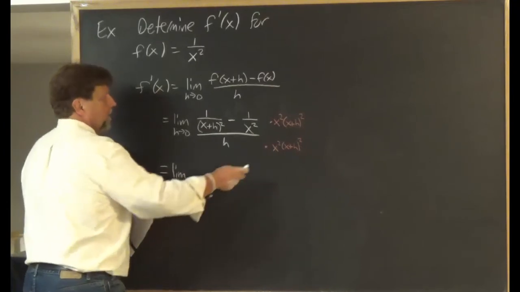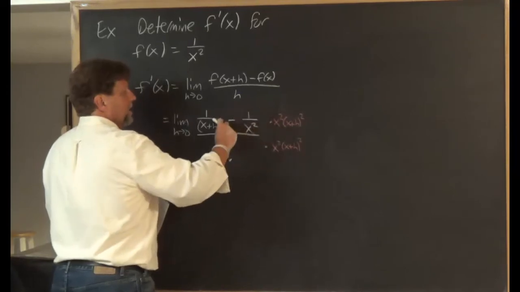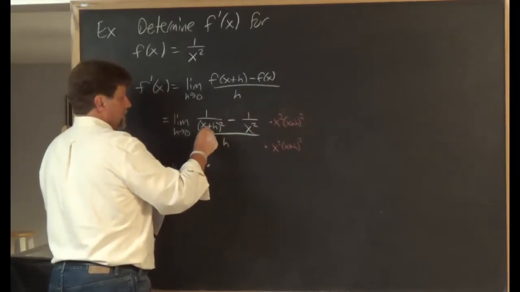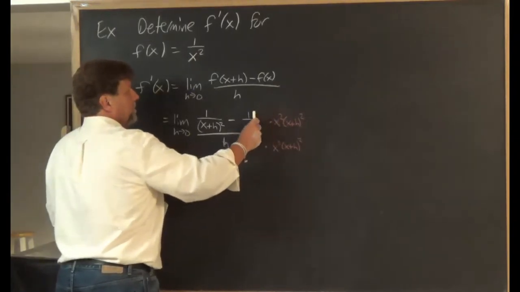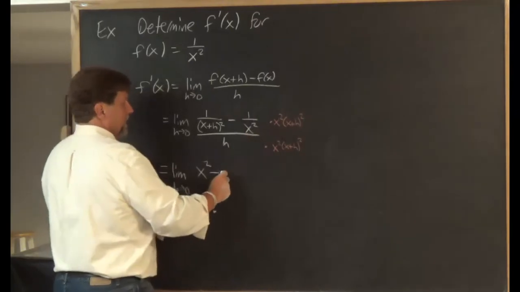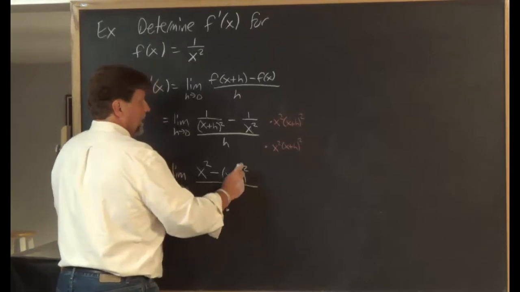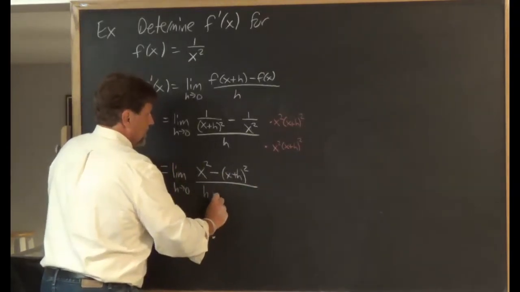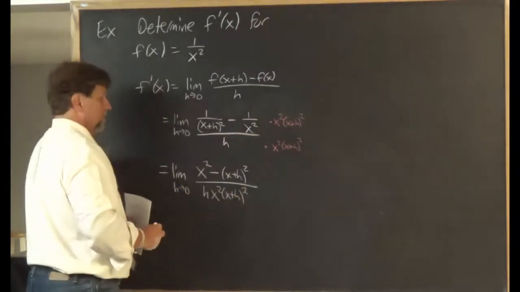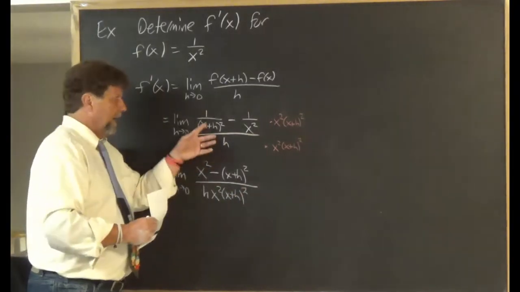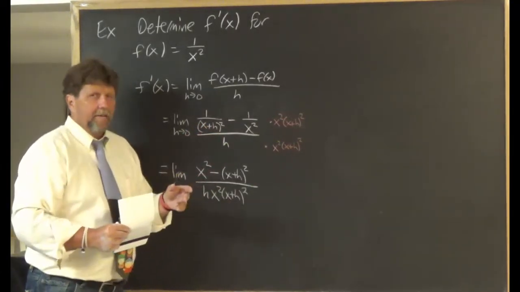In the numerator, when x squared times x plus h quantity squared gets distributed and multiplied by this fraction, we're just left with an x squared. When it gets multiplied here, we're just left with an x plus h quantity squared. And then the denominator is an h times x squared times x plus h quantity squared. And that's not too bad. I got out of complex fraction world into regular fraction world. But now I have some work to do.